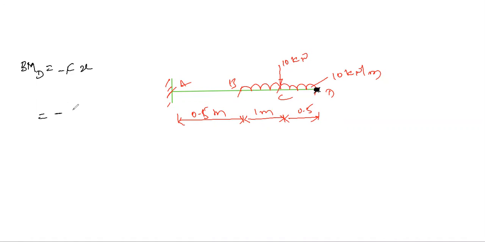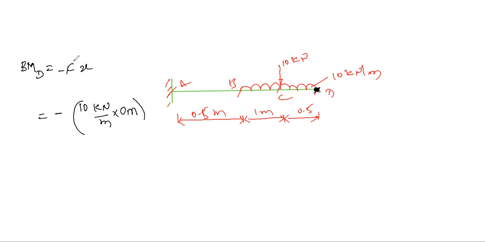This minus sign here. First, the force is nothing but 10 kilonewton per meter. This is the UDL, and we need to convert this UDL into a point load. To do this, what do we need to do? We need to multiply with the distance. At this point we are calculating the bending moment, so we don't have any distance from the right to this. So the distance is 0 meter over this. This is how we have calculated UDL into point load.